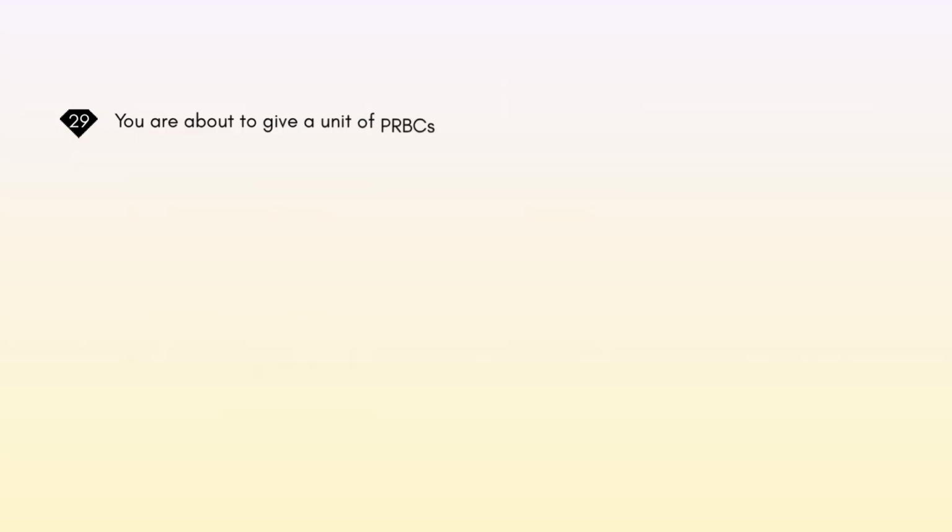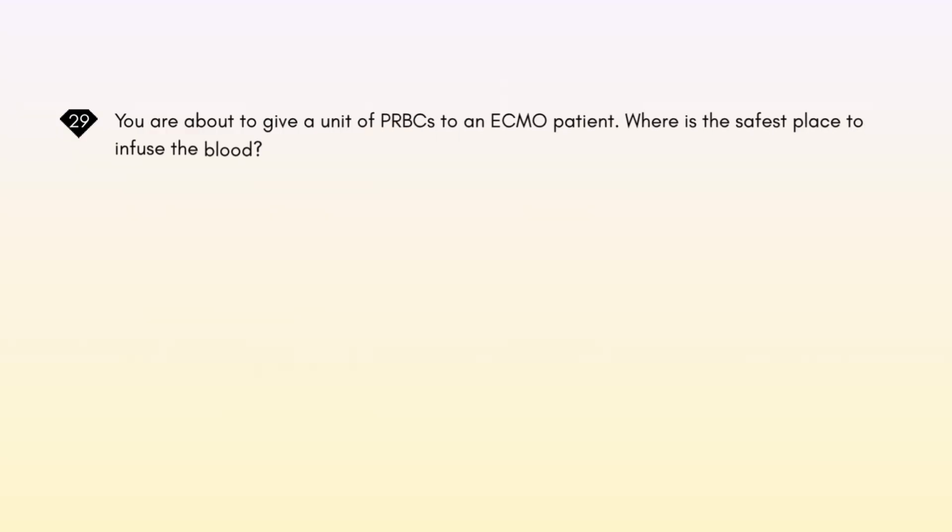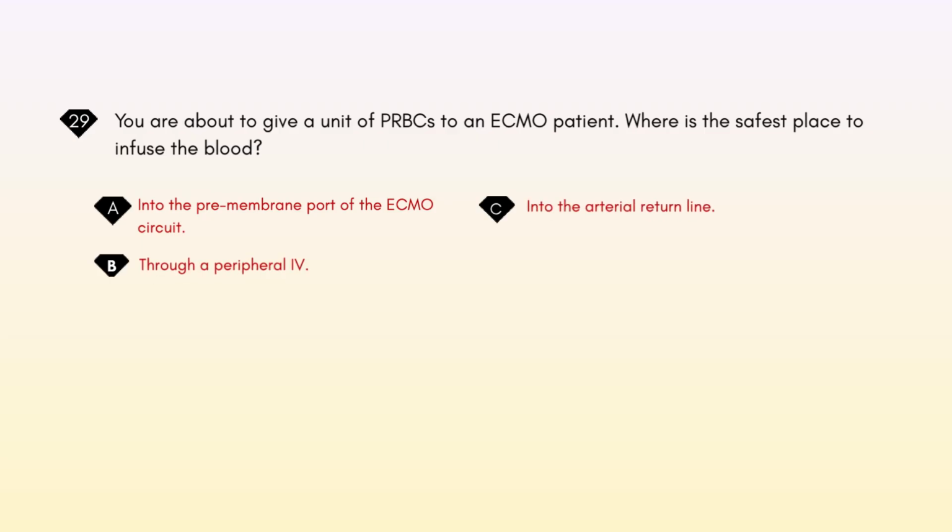You are about to give a unit of PRBCs to an ECMO patient. Where is the safest place to infuse the blood? A. Into the premembrane port of the ECMO circuit. B. Through a peripheral IV. C. Into the arterial return line. D. Directly into the pump head. Answer: B. Through a peripheral IV.